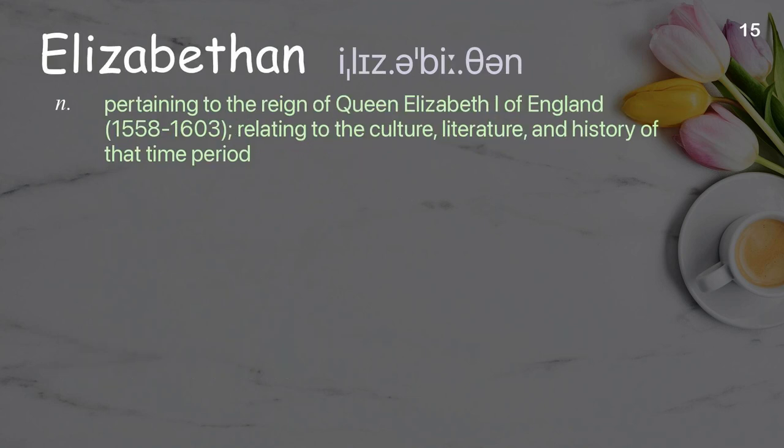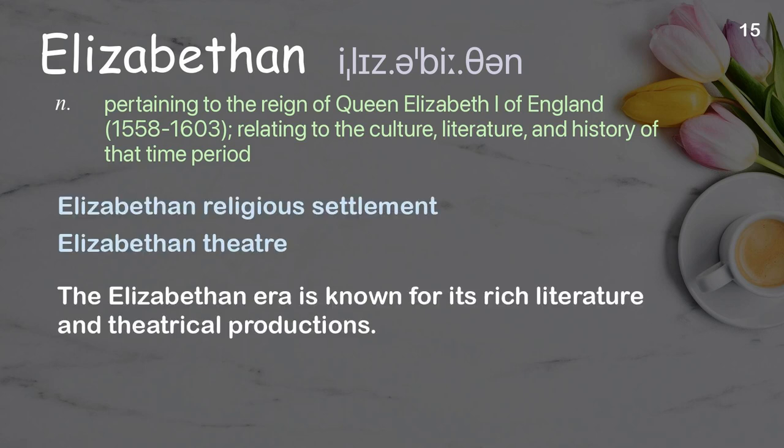Elizabethan. Pertaining to the reign of Queen Elizabeth I of England, 1558 to 1603; relating to the culture, literature, and history of that time period. Examples: Elizabethan religious settlement, Elizabethan theater. The Elizabethan era is known for its rich literature and theatrical productions.